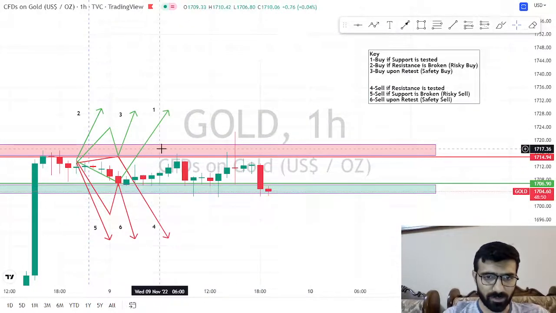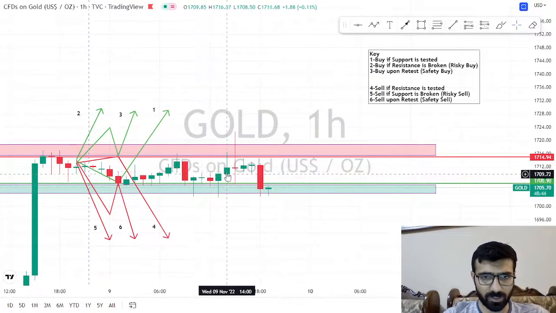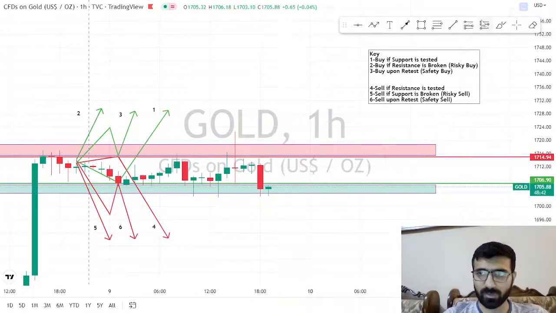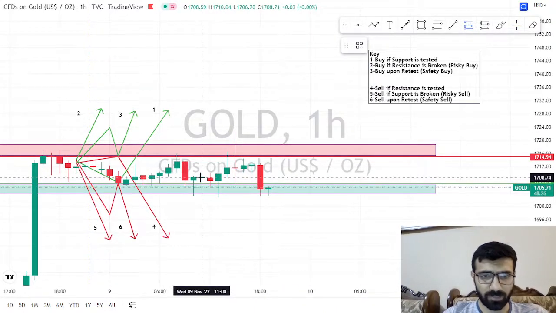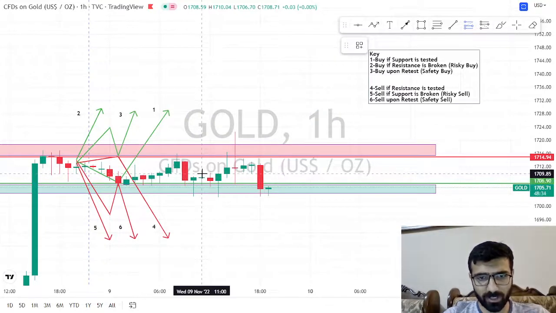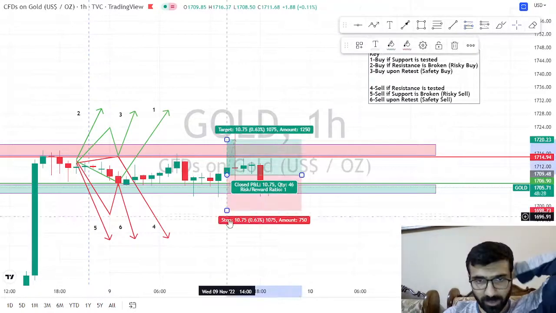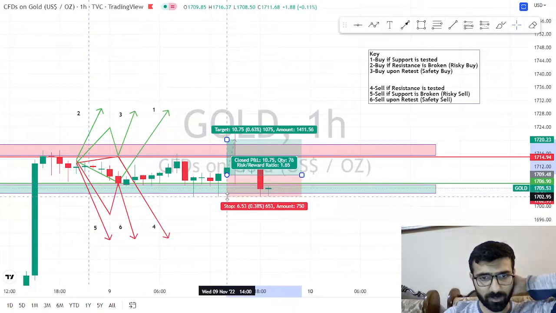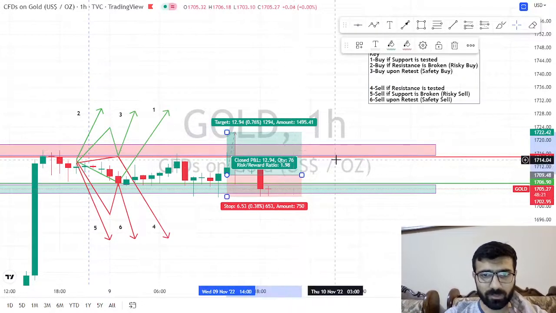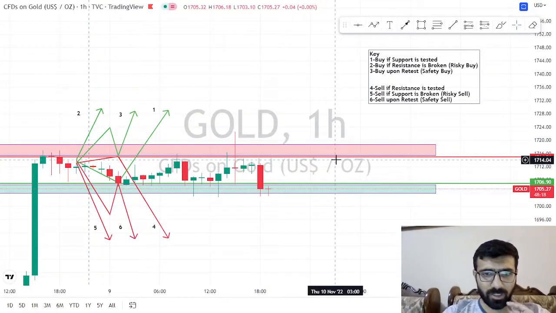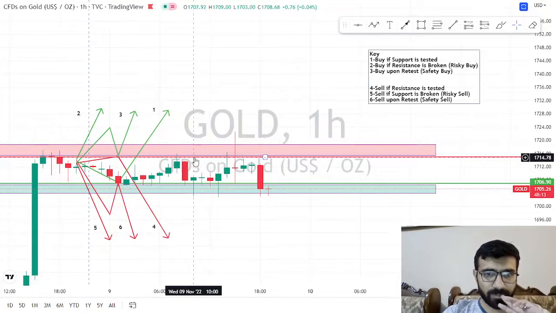And then afterwards market once again tested our area of support over here and over here. So if you would, for example, take an entry of buy over here, then we would only hit a break even, but when you would take an entry of buy over here, then we would make some good profit, approximately 1.9%, which is good.